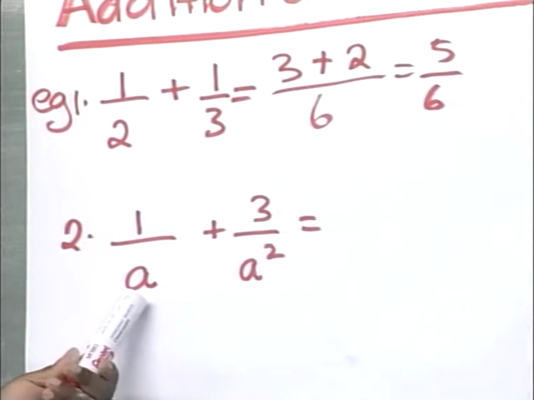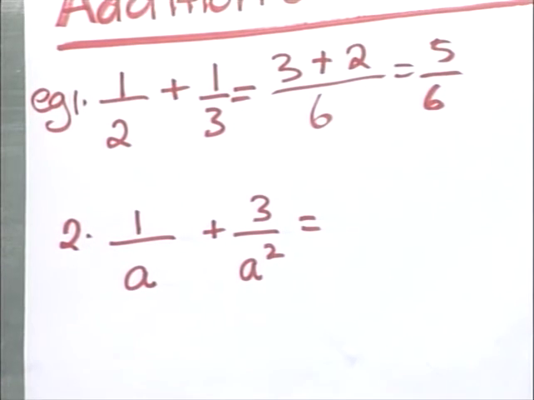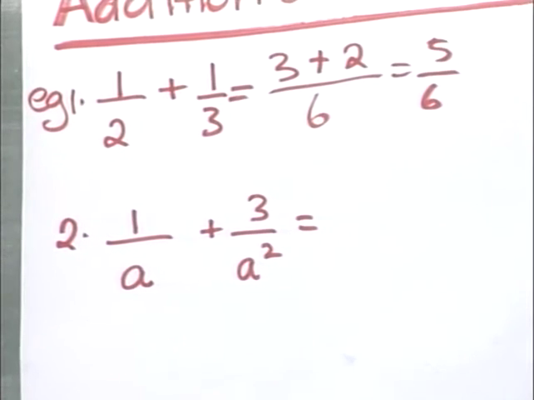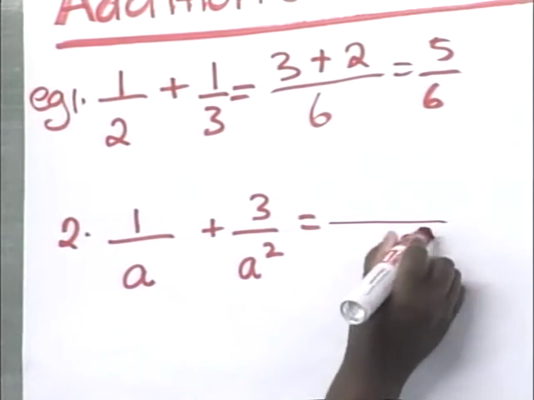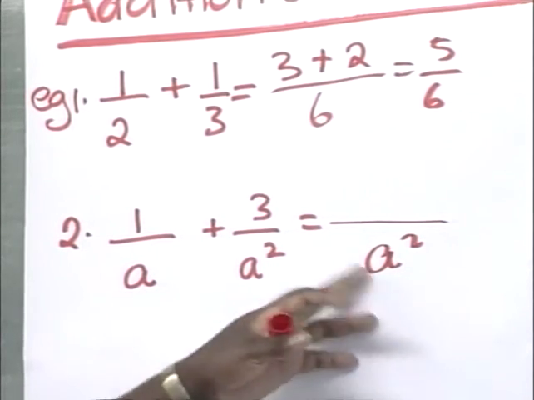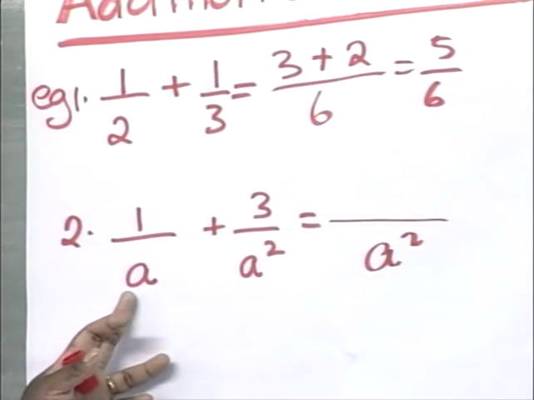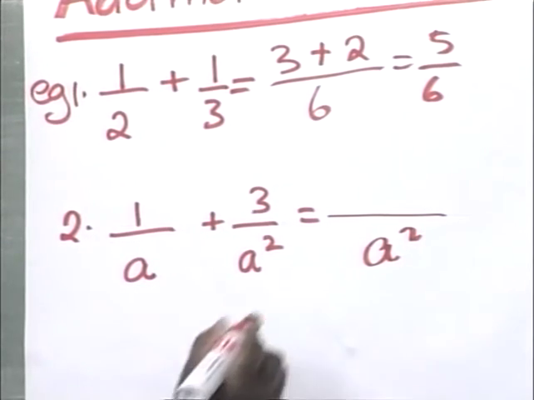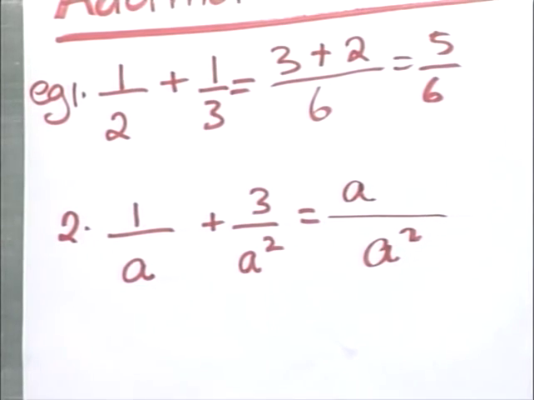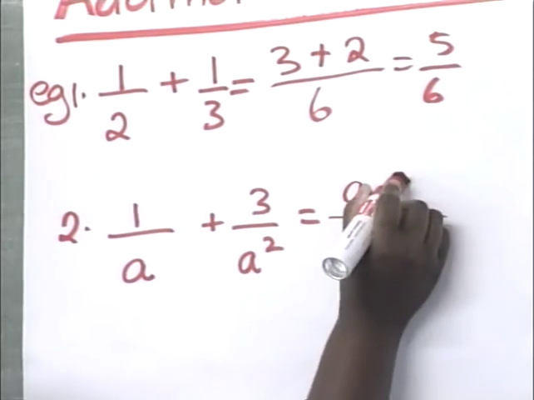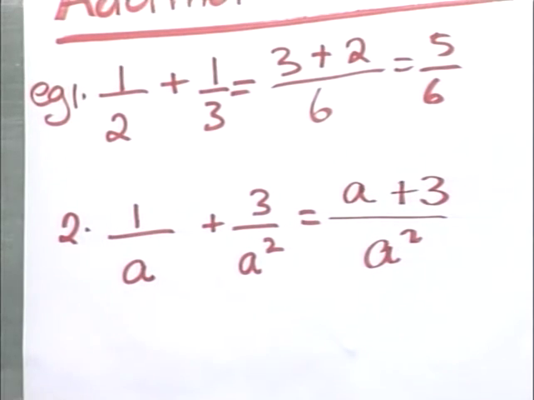The lowest common multiple is the one with the highest power. It's kind of the opposite. So the common multiple here is a squared. a squared divided by a will give me a. a times 1 is a. a squared divided by a squared is 1, times 3 is 3. So the answer is a plus 3 over a squared.